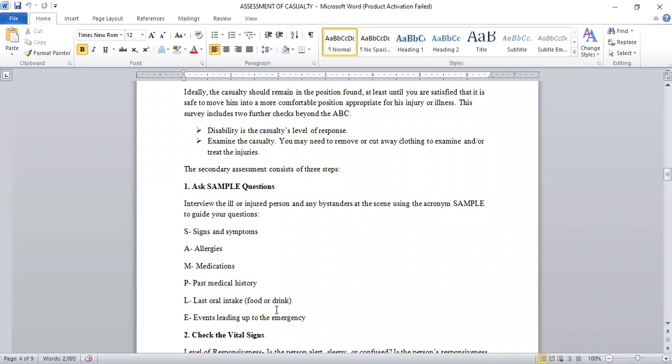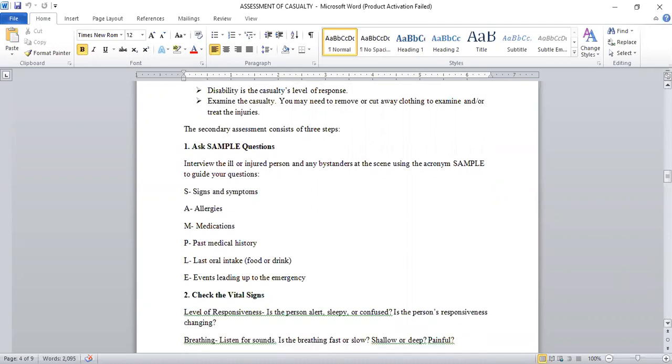And then events leading up to the emergency. What really happened? Why has a person fainted? Or what happened for this person to be bleeding? Basically, you're trying to find out the cause of the emergency. So those are the key things that you need to record under the secondary assessment. That is all about the secondary assessment.